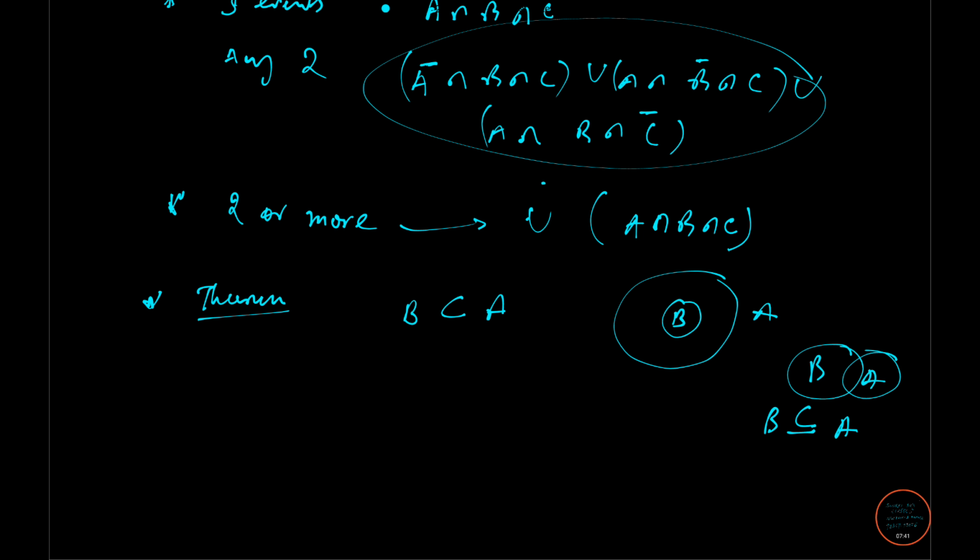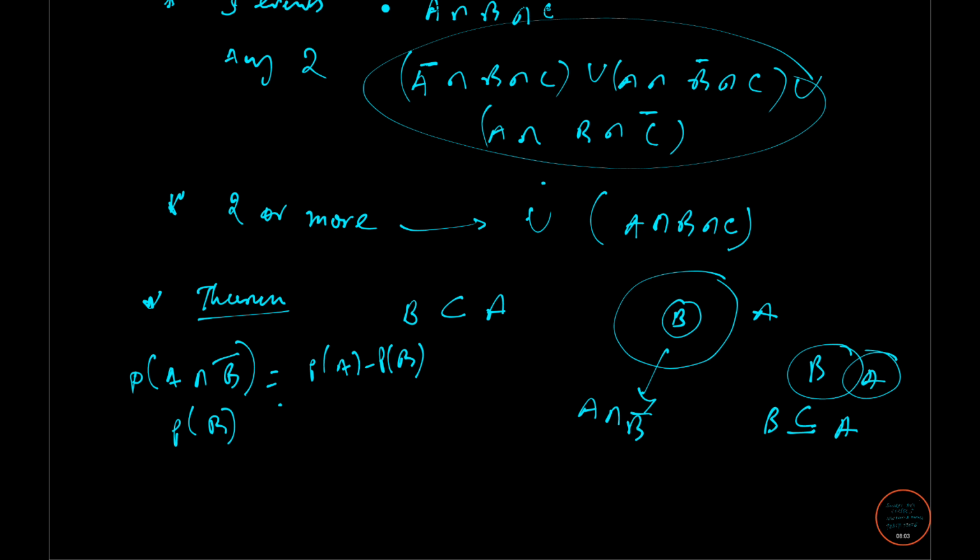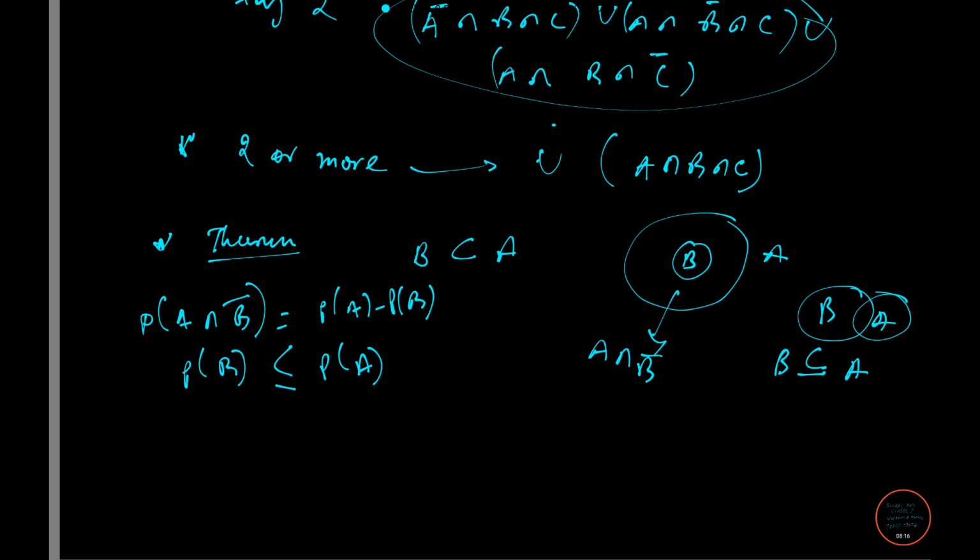Now, what is this area? This is A intersection B complement. This segment is B only. So if I ask you P of A intersection B complement, I will write it simply P(A) minus P(B). And obviously probability of B is less than or equal to probability of A. So these are the two basic things of theoretic structure we will be needing for bigger theorems to prove.